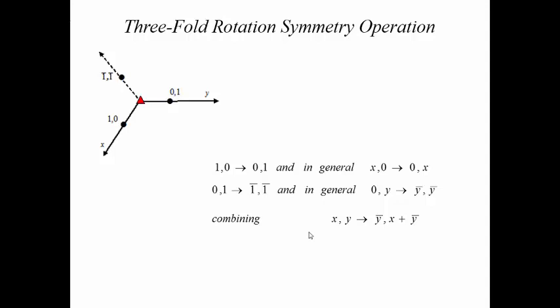Well, it's a little more complicated situation, but this way of finding it out is really very nice, and you won't make a mistake if you follow this path. And you can see here, if you have position x, y and you do a counterclockwise rotation of 120 degrees, you're going to get y bar, x plus y bar.